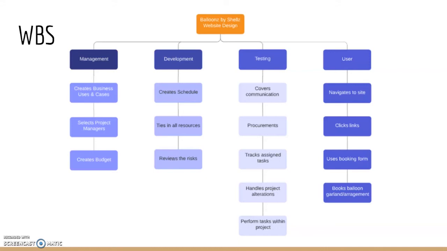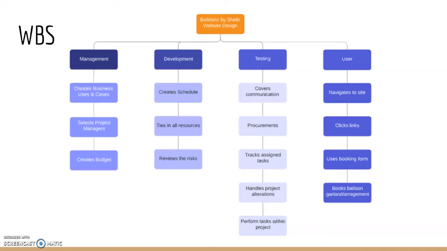The development team creates the schedule or the development schedule of when things will be created, processed, tested, and all that good stuff. They tie in all resources, and they also review the risks of potential updates or drawbacks, rollbacks, things like that. The testing team covers communication between all departments.